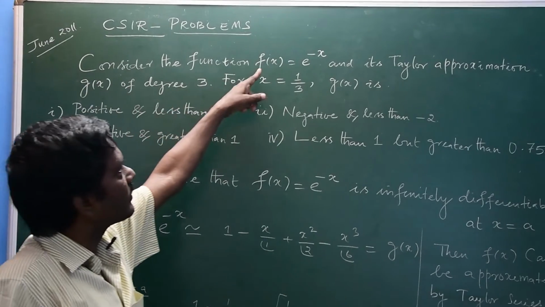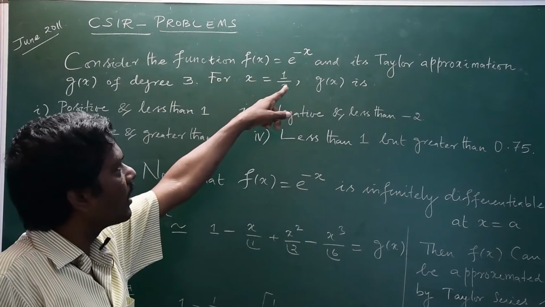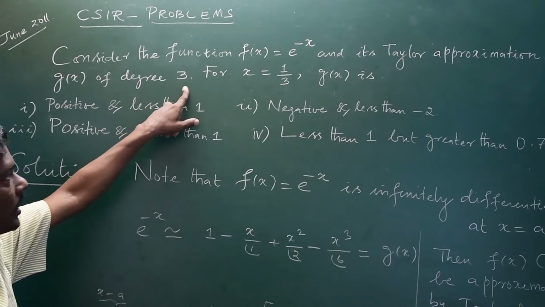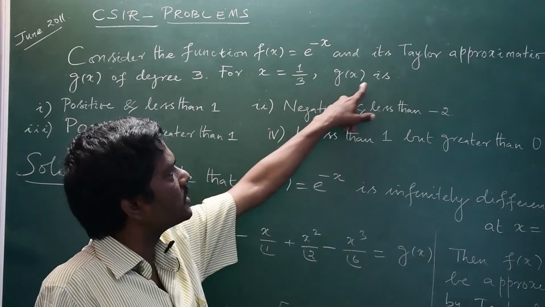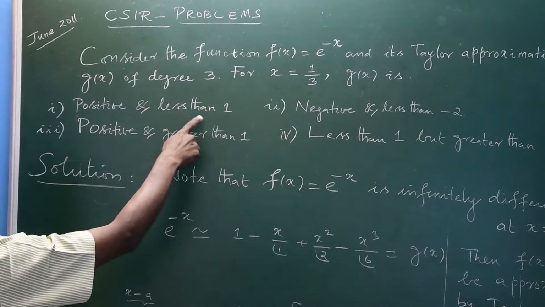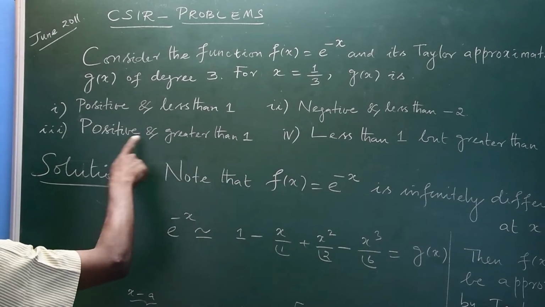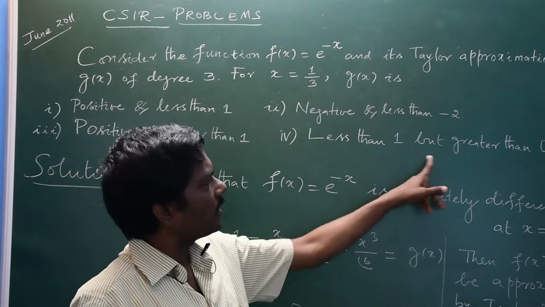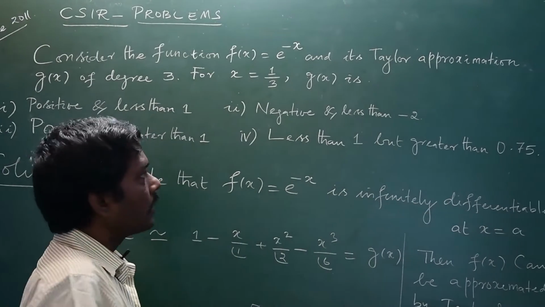Consider the function f of x is equal to e power minus x and its Taylor approximation g of x of degree 3. For x is equal to 1 by 3, g of x is. We are given four options: positive and less than 1, negative and less than minus 2, positive and greater than 1. Fourth option, less than 1 but greater than 0.75.